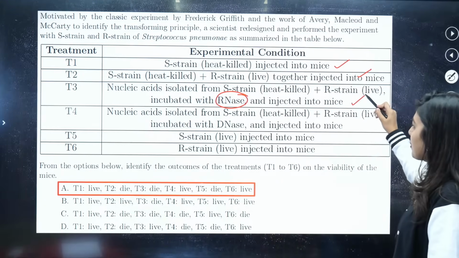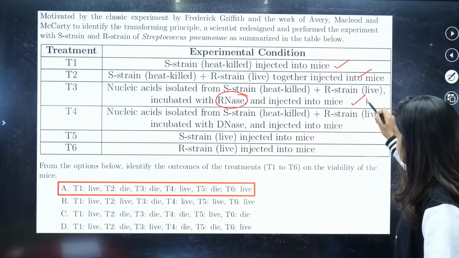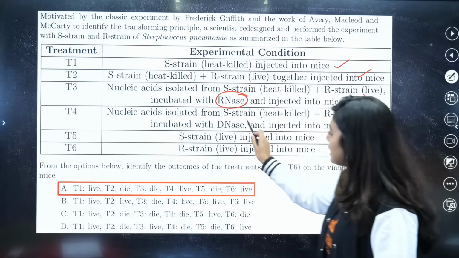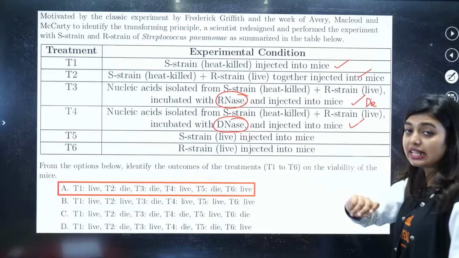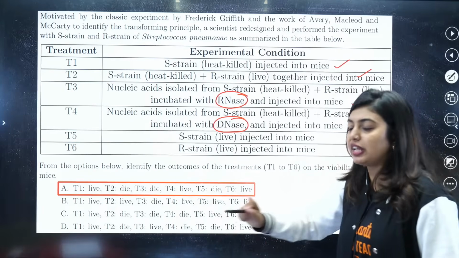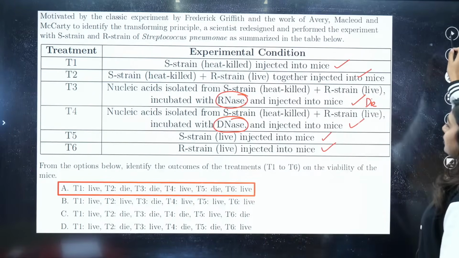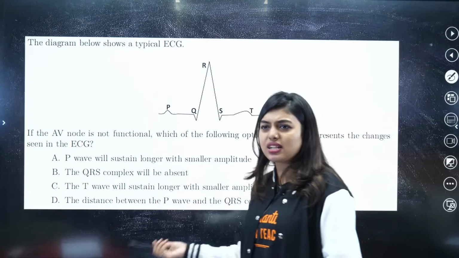Okay. So here what will happen? The mice will die. Okay. Here what will happen? The mice will live because DNA is the villain. We removed it with the help of DNAse. Okay. Here again the mice will die. Here the mice will live. Question is little big, but the answer is very easy.